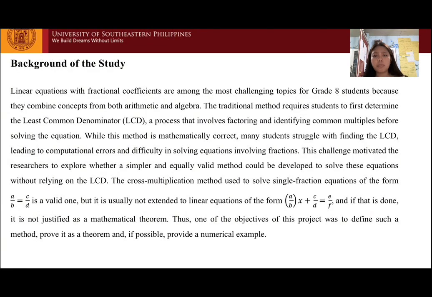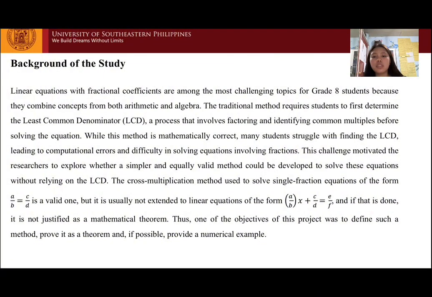The traditional approach is to multiply every term by the least common denominator, or LCD, to eliminate the fractions. Although this method is mathematically correct, it combines two different skills. First, students must correctly determine the LCD through factoring or listing multiples. And second, they must correctly apply the properties of equality to solve the equation.